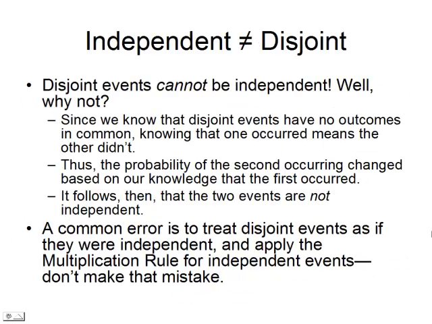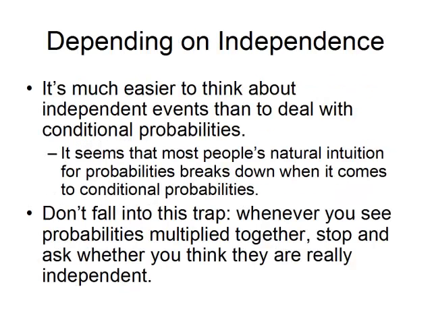Disjoint events cannot be independent. Well, why not? Since we know that disjoint events have no outcomes in common, knowing that one occurred means the other didn't. Thus, the probability of the second occurring changed based on our knowledge that the first occurred. It follows then that the two events are not independent. A common error is to treat disjoint events as if they were independent and apply the multiplication rule for independent events. Don't make that mistake.